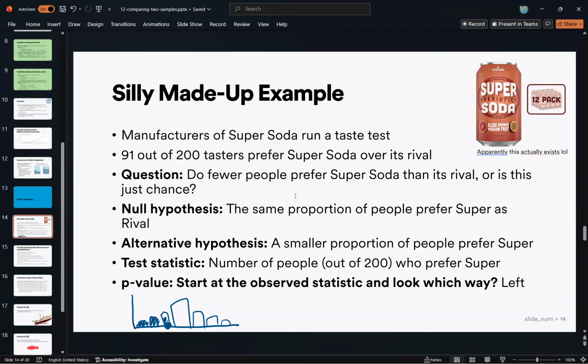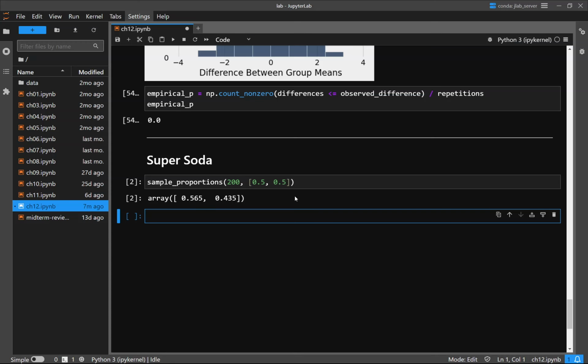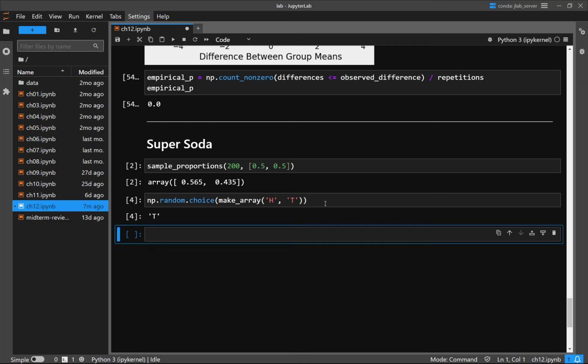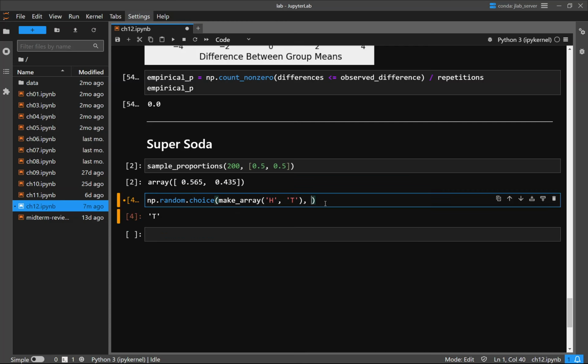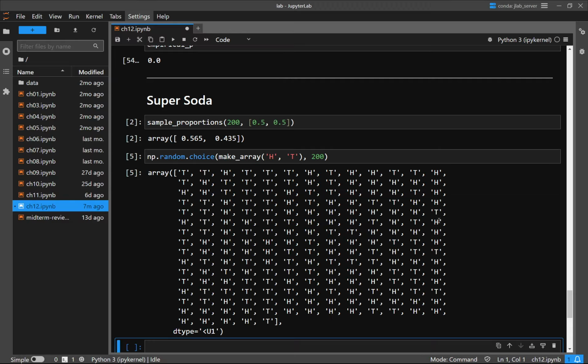I could flip coins. I could just simulate coin flips, couldn't I? Let's see. That would be np.random.choice on an array of H and T for heads and tails. Because if it's 50-50, we'll just count heads or something. And I want to do this. This just gives me one head or tails, right? Remember how to use random.choice. You could say, give me 200, right? Roll it 200 times, 200 heads or tails, 200 coin flips.